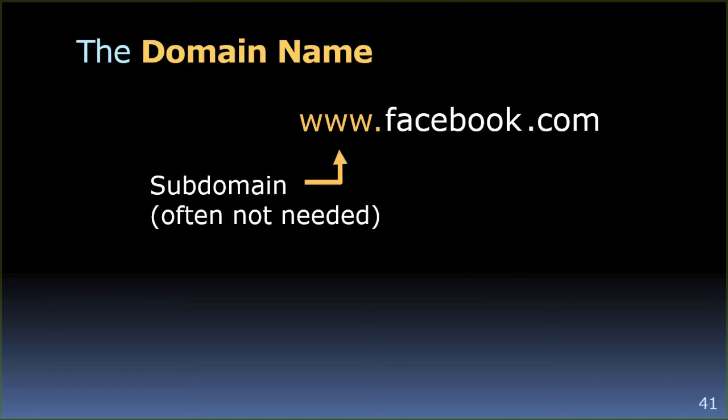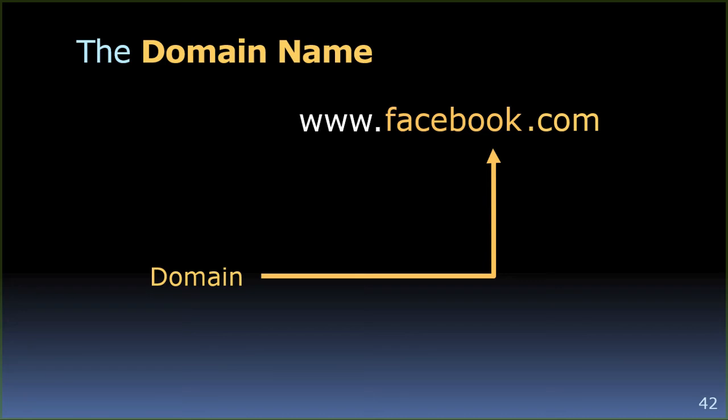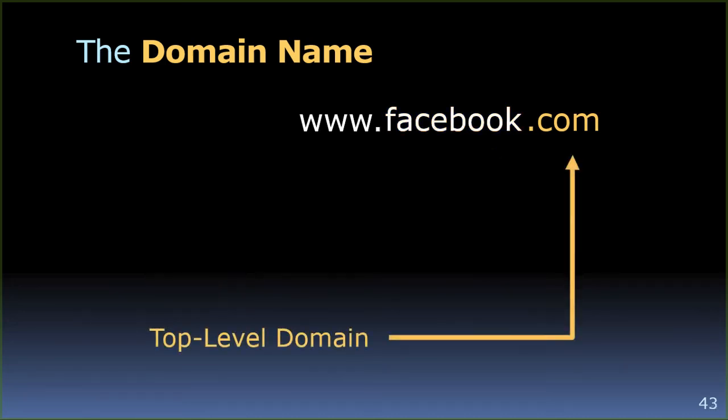Now, the domain name is composed of different parts. At the beginning, you have a subdomain. In the old days, we had to type in www. It's not needed really too much anymore. Then we have the domain, the actual domain of facebook.com. And at the end, we have this little extension. It's the top level domain.